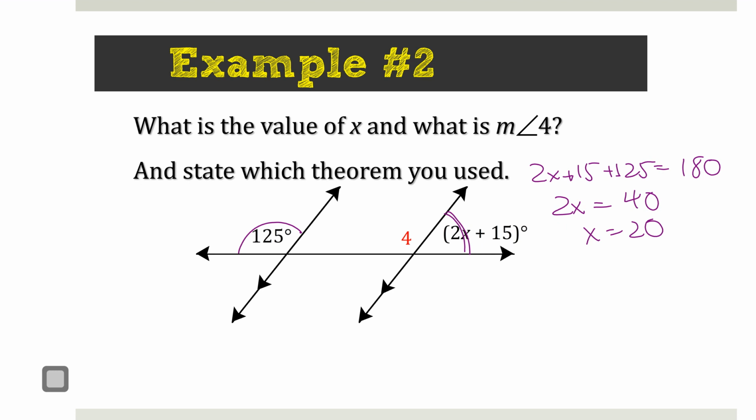Okay, halfway done. How do I find angle 4? And by the way, there are at least 2 ways to find angle 4. Well, it's equal to 125 because they're corresponding. Answer number 1, it's equal to 125 because it's corresponding with the 125-degree angle. Good. It's supplementary to 2x plus 15, and you add them equal to 180.